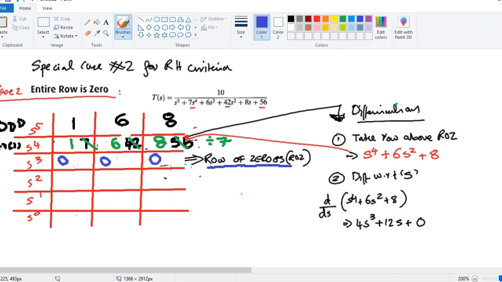When the entire row is equal to 0, we have to resort to a different method. We can no longer reverse the coefficients. Instead, we take the row just above the row of zeros, and we differentiate that with respect to s. In this case, the row just above the row of zeros is the s raised to 4 row. As you can see, that row is made up of s raised to 4 plus 6s squared plus 8. So this is the row we have above the row of zeros.